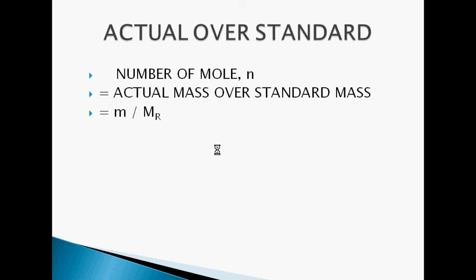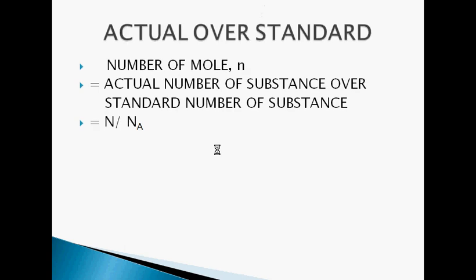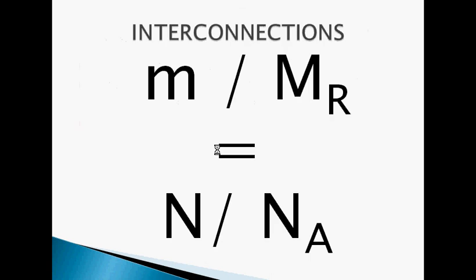Actual over standard again. Number of mole can also be actual number of substance over standard number of substance, which is big N over N_A, Avogadro's number. So the interconnections will be, if you want to find the number of mole, it is always actual over standard: mass over molar mass, or actual number of particles over standard number of particles. Alright.